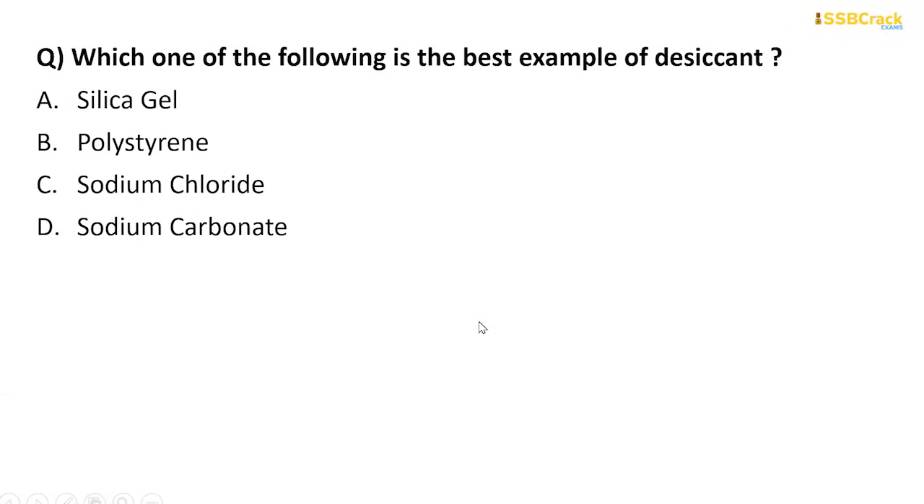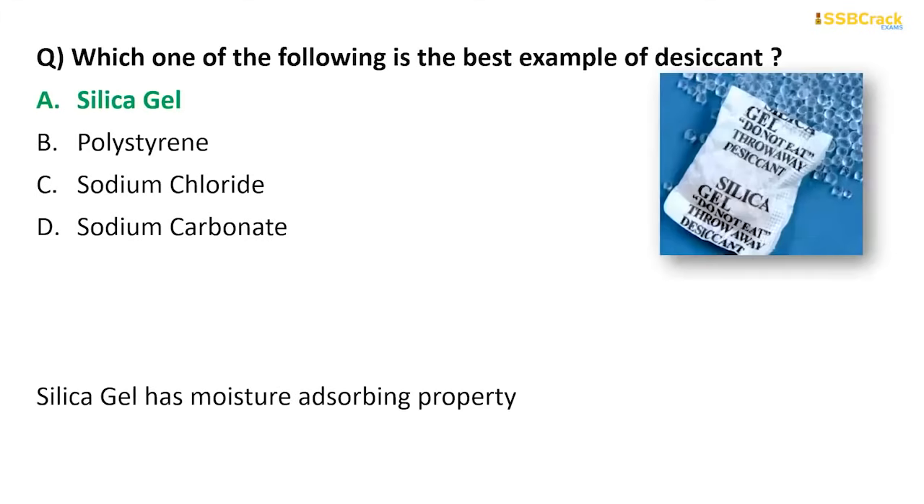Which one of the following is the best example of desiccant? So we have silica gel, polystyrene, sodium chloride, and sodium carbonate. Out of all this, silica gel is the correct answer because silica gel has the capacity to absorb moisture and the water molecules on its surface. Thus, it can maintain a dry atmosphere, which is very important to ensure a moisture-free atmosphere. And this is the reason why it is used in transformers as well.